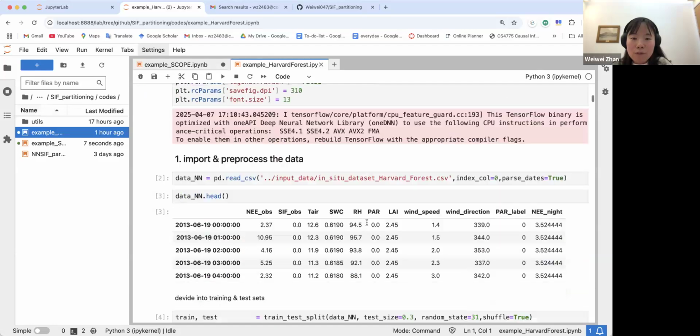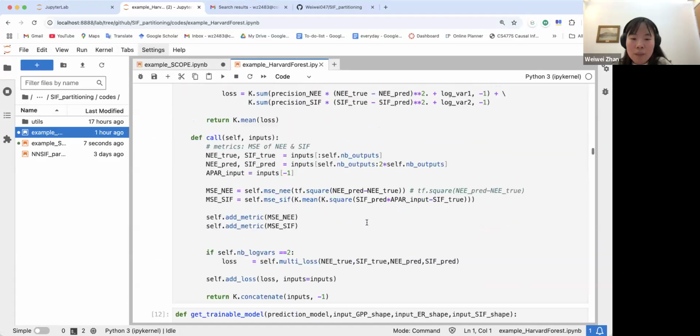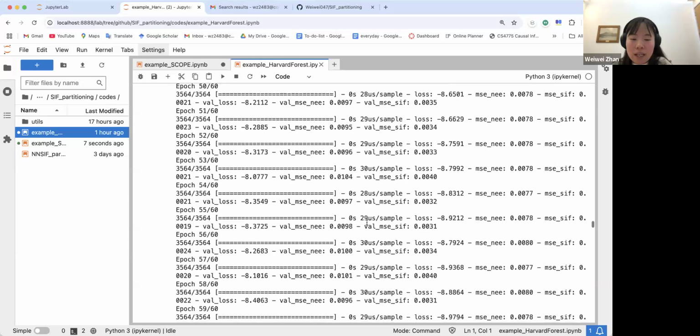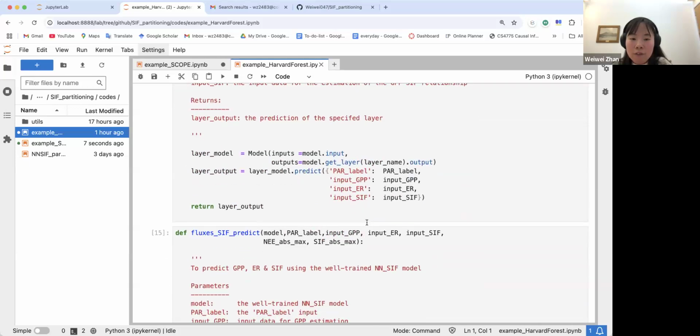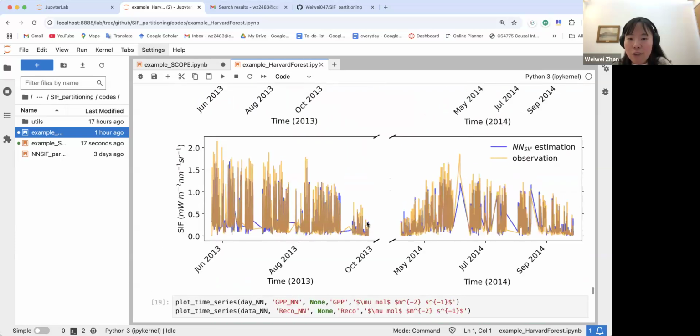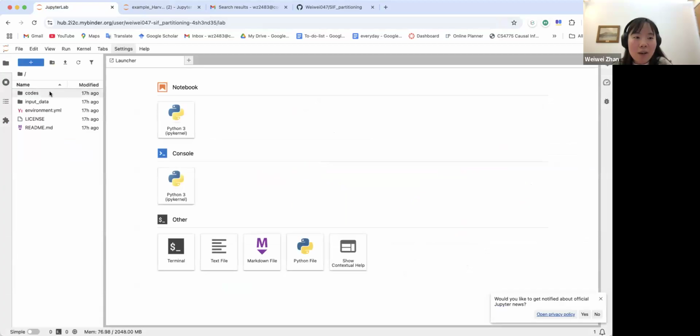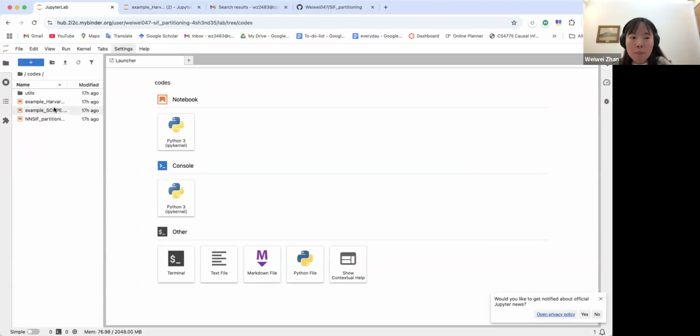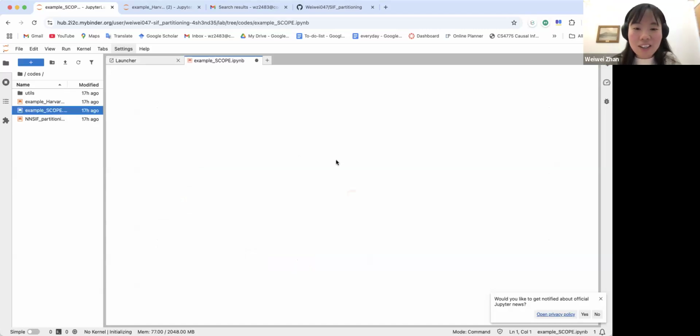Another example is for Harvard Forest. You will see a very similar example here, but based on the provided data for Harvard Forest measurements. So you are very welcome to run this model from your end using the Binder platform. This will be my very brief introduction to the code part.